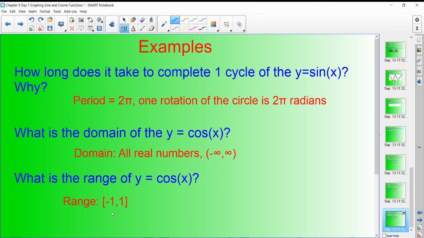This is the sine and the cosine function. In future classes, you're going to learn how to move this graph up and down and left and right and make it wider and narrower. But now you have the basics of sine and cosine.